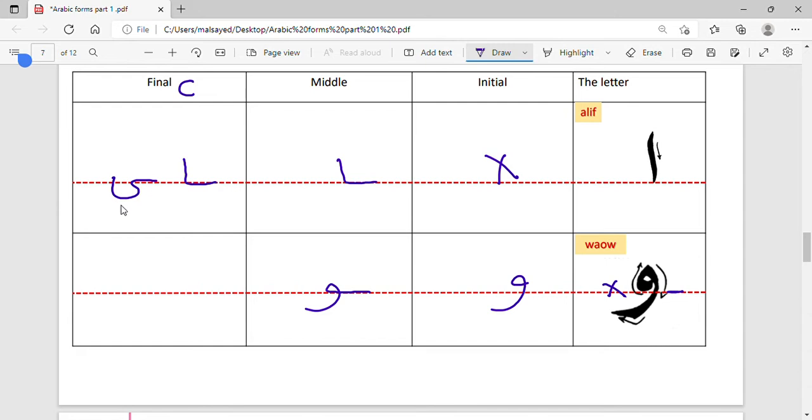The broken one looks exactly like the ya, and the only difference is the broken alif doesn't have dots, and the ya has 2 dots below. Now the final form connected of the waw.